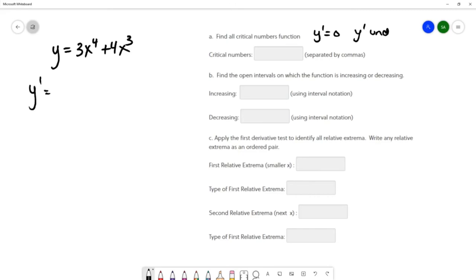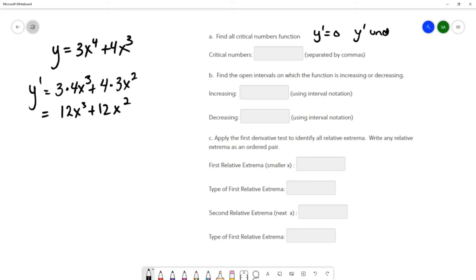So I'm going to carry down the 3. It's a constant multiple. Calculate the derivative of x to the fourth. That's 4x cubed. We use the power rule there. 4 is a constant multiple, and I'll use the power rule to calculate the derivative of x cubed. That's 3x squared. We'll simplify this derivative to be 12x cubed plus 12x squared.